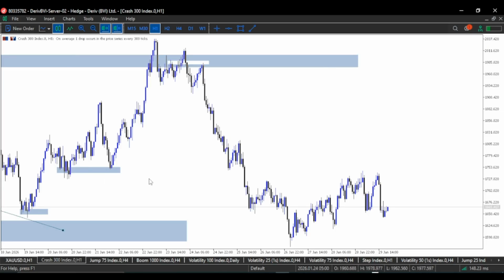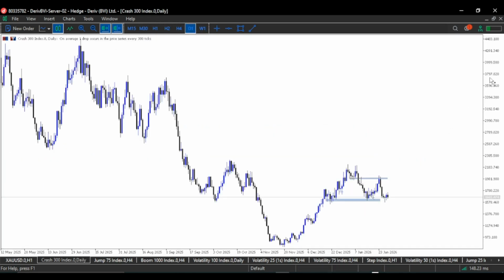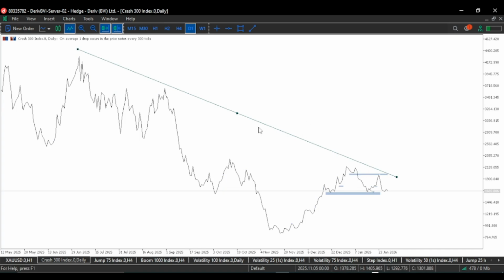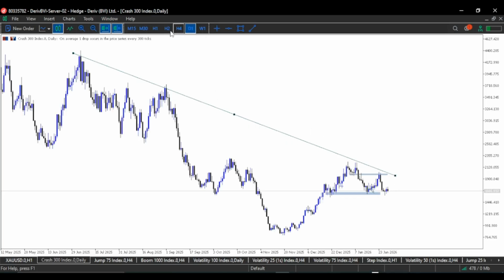We have this Crash 300, and if you start from the daily time frame, you get the overall picture of what has actually been happening. You can clearly see that the market has been on a downtrend. So definitely we are interested in this market once it gets to this level.